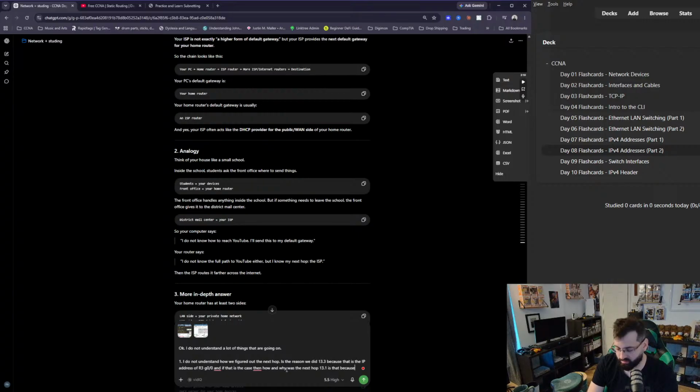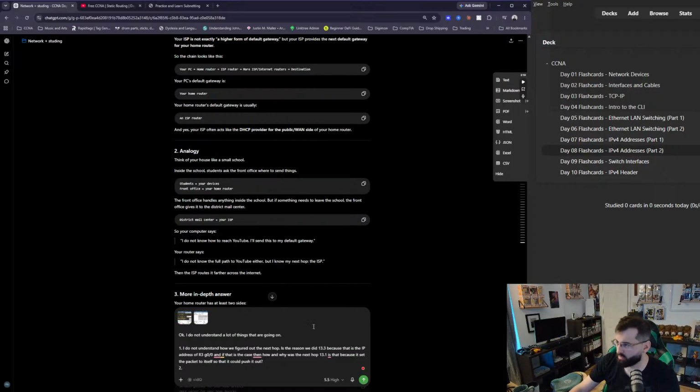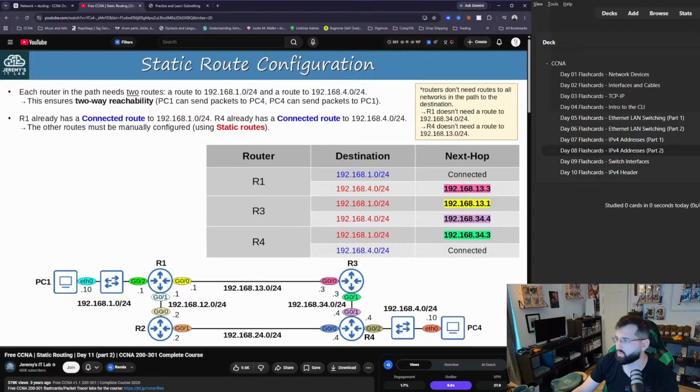Is that because it sent the packet to itself so that it could push it out? Question mark. 2. So then I don't understand. Oh, you guys can't see this. I'm just looking at the image, that's all. Okay.